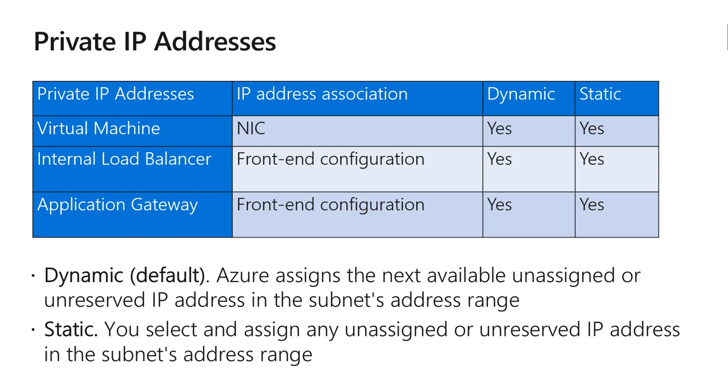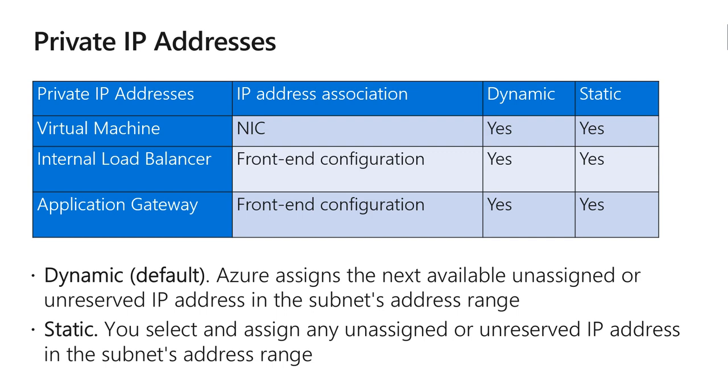So what is dynamic? When it says dynamic, Azure assigns the next unused, unreserved IP address in the subnet address range. For example, Azure assigns 10.0.0.10 to a new resource if 10.0.0.4 to 10.0.0.9 are already taken.